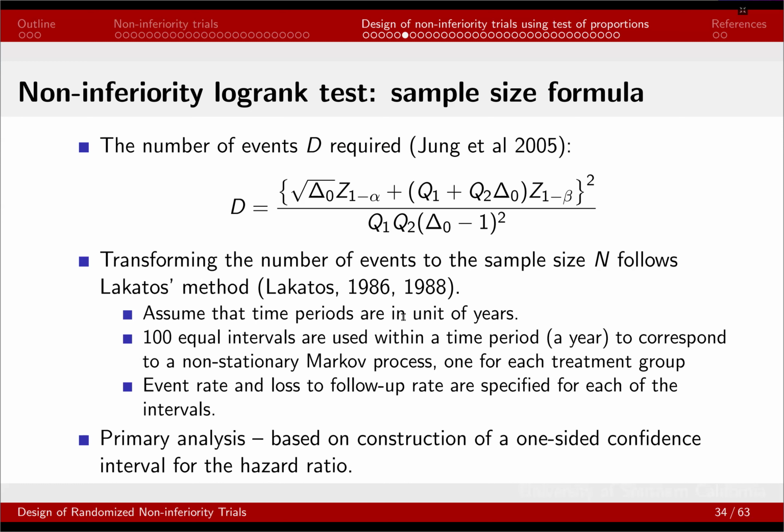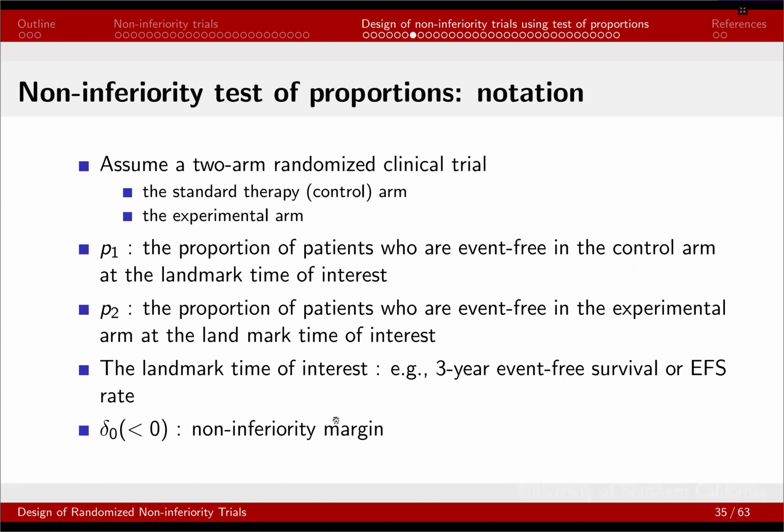We assume the time periods are in units of years. 100 equal intervals were used within a year to correspond to a non-stationary Markov process, one for each treatment group. And event rates and loss to follow-up rates were specified for each of the intervals. The primary analysis will be based on construction of a one-sided confidence interval for the hazard ratio.